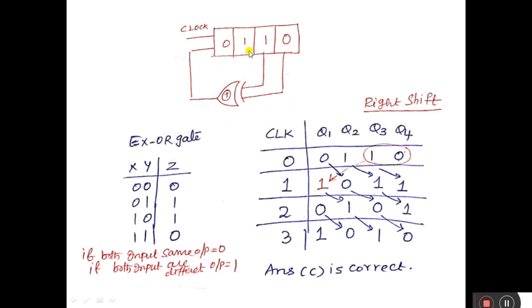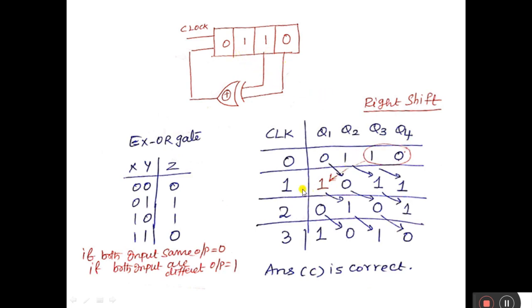Right. So the initial state given is 0, 1, 1, 0. This is the XOR gate given, and this is the truth table for the XOR gate. From this, if both inputs are the same, whether it is 0, 0 or 1, 1, the output is 0. If both inputs are different, 0, 1 or 1, 0, we get the output 1. Using this property, we can solve this problem. Initially, Q1, Q2, Q3, Q4 are 0, 1, 1, 0.